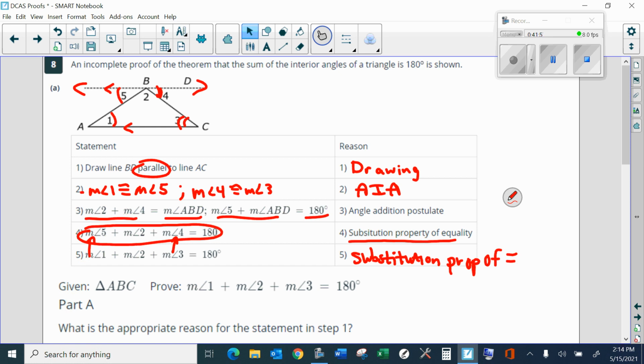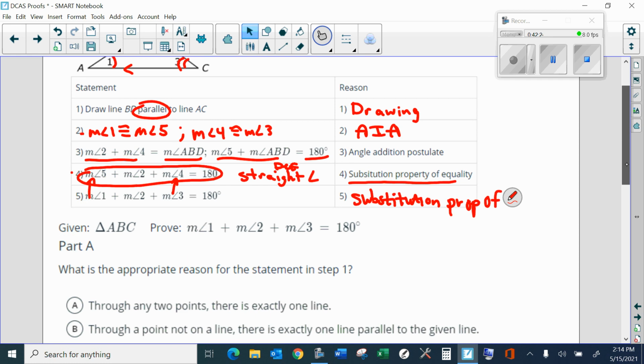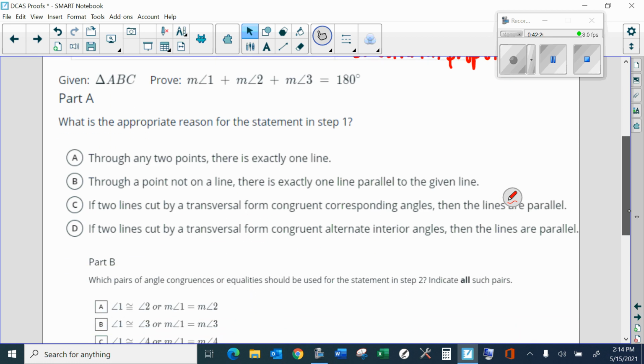So I think you could have skipped 3 and gone 1, 2, 4, and 4 would be straight angle. Definition of straight angle. Okay, so you could have gone 1, 2, 4, 5. Okay, know that because you're going to see it probably on the DCAS in your final. That's a very popular one.